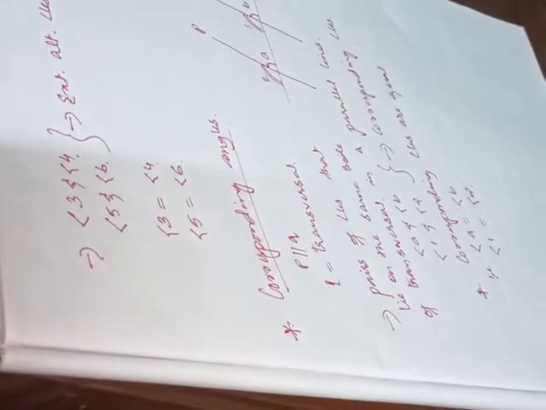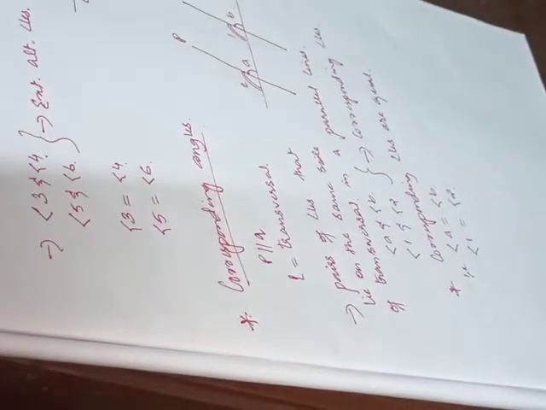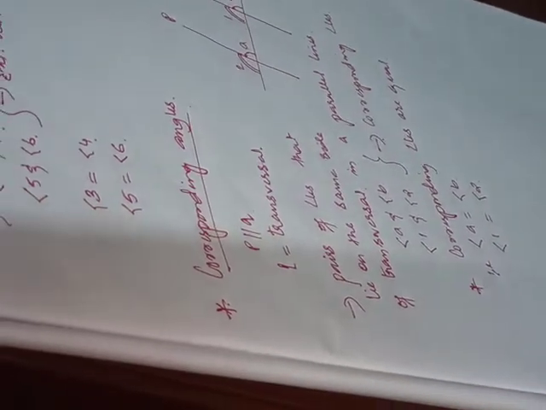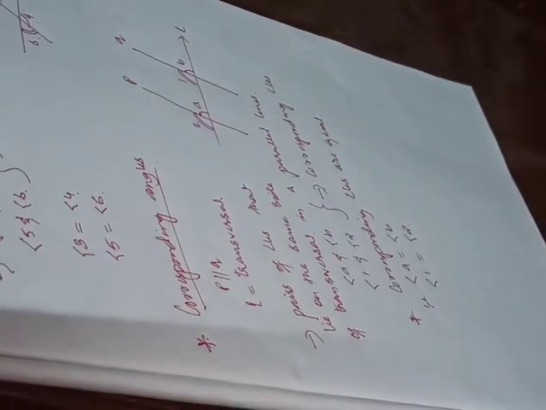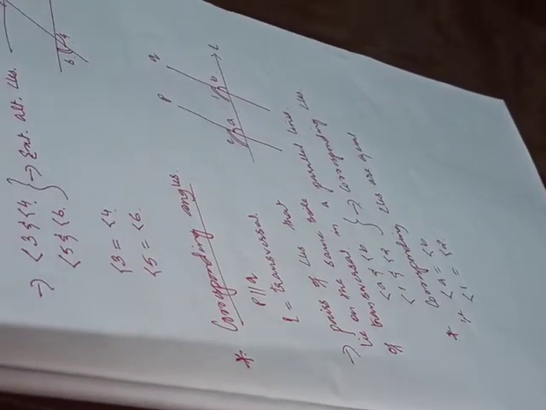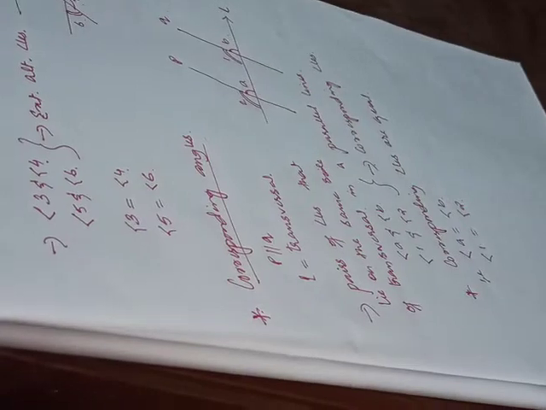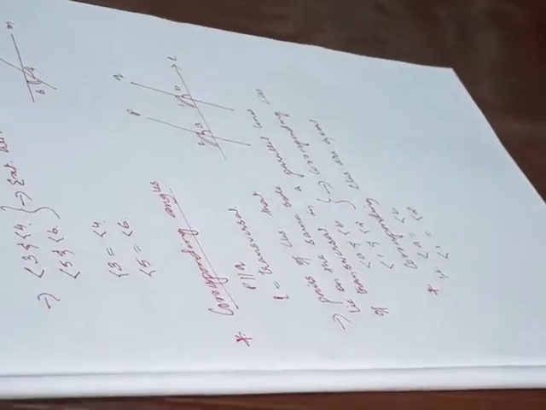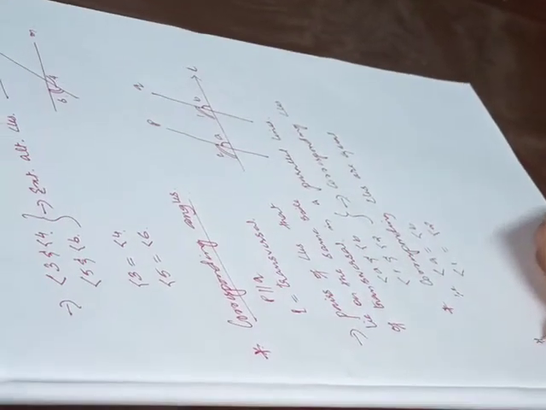So what is the key difference between alternate angles and corresponding angles? Alternate angles always occur on the opposite side of a transversal, but corresponding angles always lie on the same side of the transversal. So alternate, opposite; corresponding, same side of a transversal. That is the difference. Now what is the common thing between corresponding angles and alternate angles?